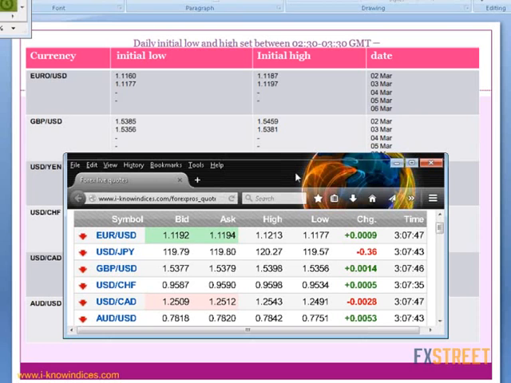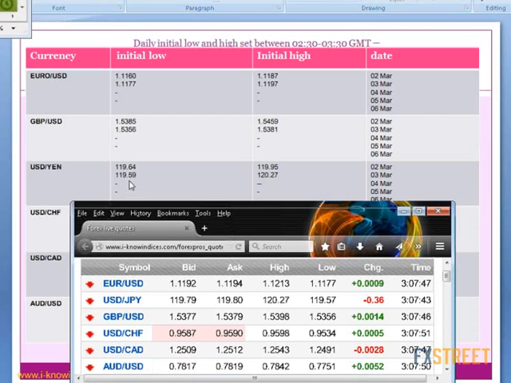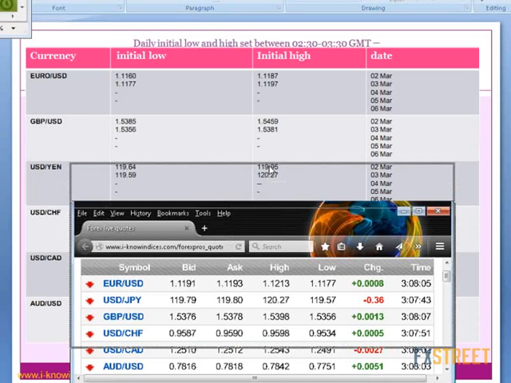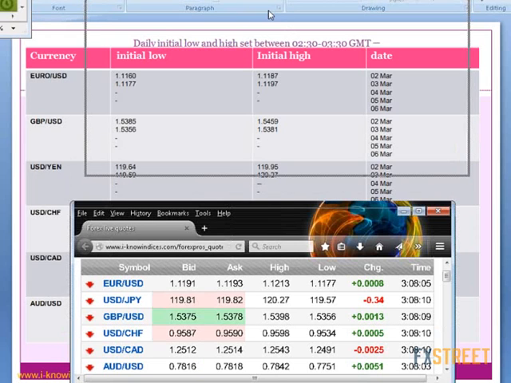Then in the case of yen, 119.59 was the initial low. They just breached it by 2 pips and gone above, and 120.27 is the high, and that has not been breached. So they intend to make a further slide in the case of USD/JPY, and so any firm up, if you sell, will be able to get profit.